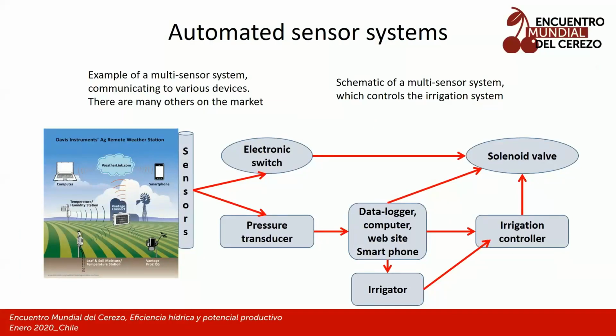So there are several automated multi-sensor systems on the market which often need a service provider to integrate the data to provide irrigation system control. Information can be fed back directly to a controller or the irrigator. I have just used an example of one such system here, but there are many on the market. I just happen to like the picture.